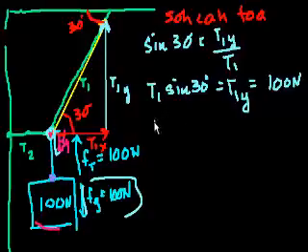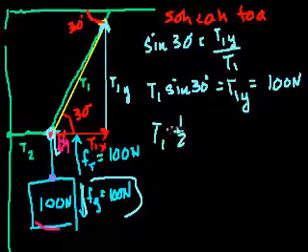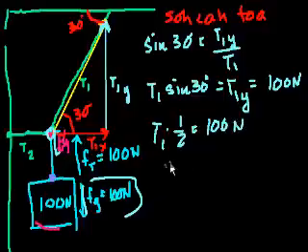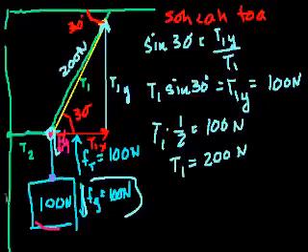So given that, we can now solve for the tension in this first wire, because we have T1. What's sine of 30? Sine of 30 degrees, in case you haven't memorized it, is 1/2. So T1 times 1/2 is equal to 100 newtons. Divide both sides by 1/2, and you get T1 is equal to 200 newtons.